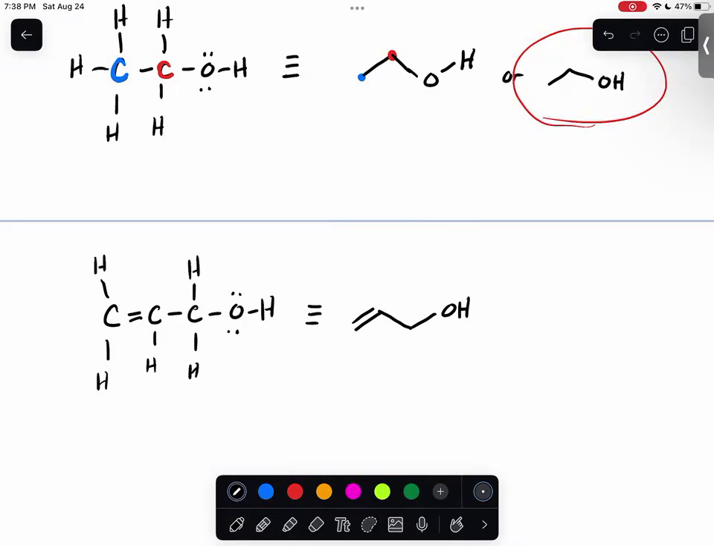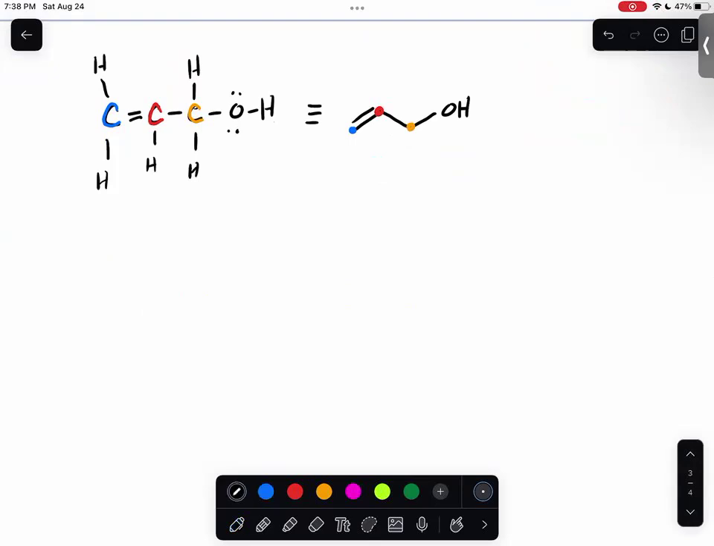Once again, I'll help you guys out a little bit by drawing out and color coding all of these carbons for you. So the orange carbon's that one right there, red is that one right there, blue is that one there. All right, let's move on to one more example, and this is one where things get a little interesting.